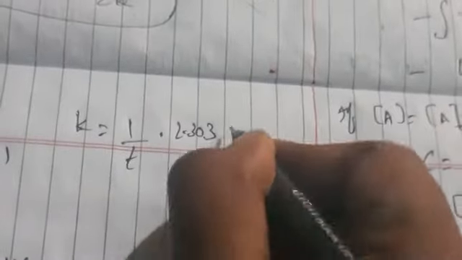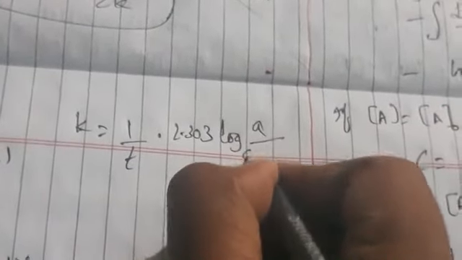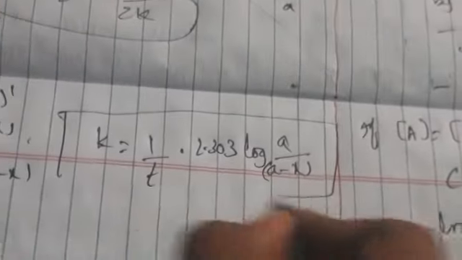So for a first order reaction, k is equal to 1 by t into 2.303 log a by (a minus x). So this is the first order reaction. Whether you write this one or that one, there will be two forms here without considering the initial concentration. Any of these two methods you can use here.